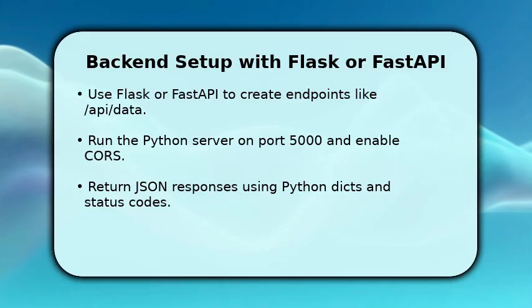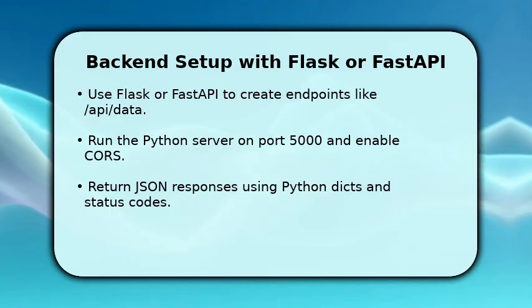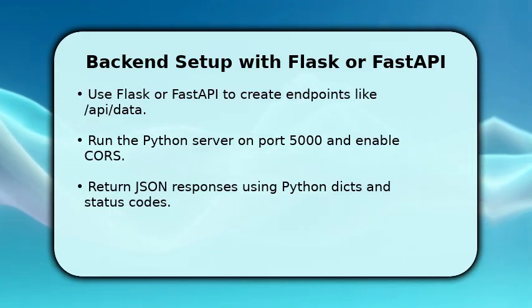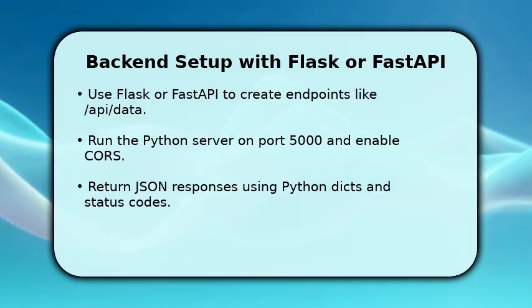Start by creating a Python virtual environment and installing Flask or FastAPI. Create endpoints such as /api/data that return JSON, dicts, and HTTP status codes. Run the Python server on port 5000 during development using flask run or uvicorn app --reload.